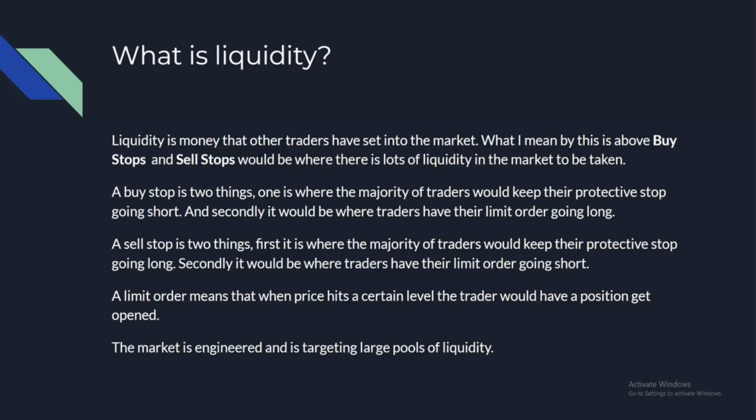And where we find liquidity is above and below buy stops and sell stops. And a buy stop is two things. One is where the majority of traders will keep their protective stop going short, and secondly, it will be where traders have their limit order going long, right? And the limit order is an order where if price reaches that price or hits a certain level, then a position would get opened.